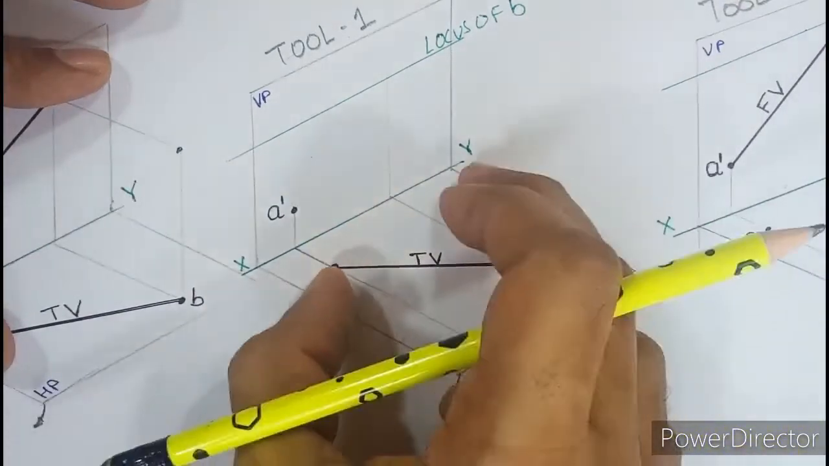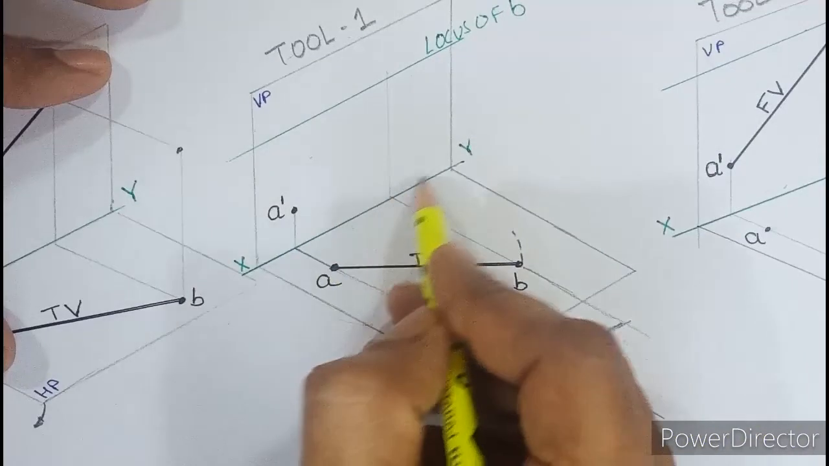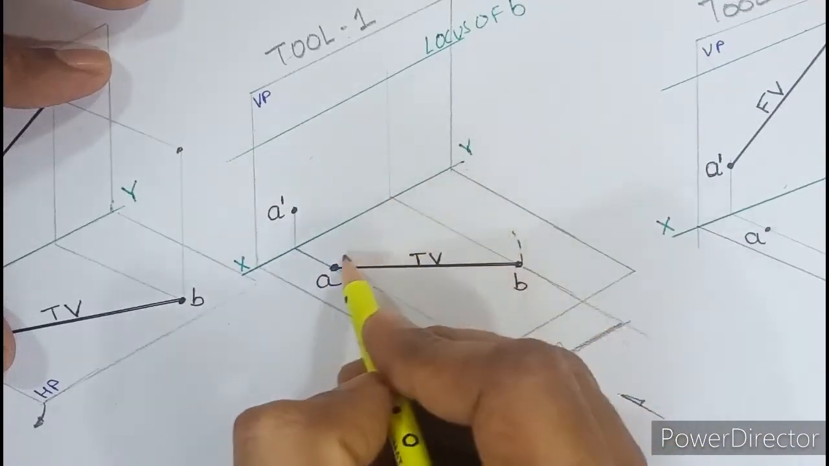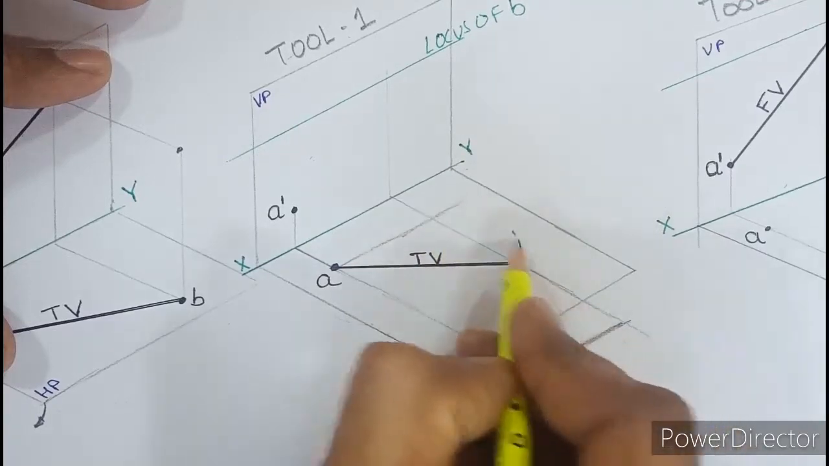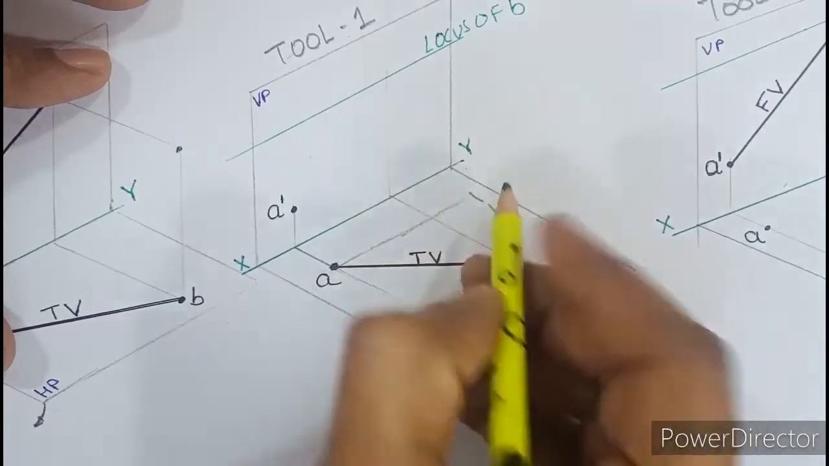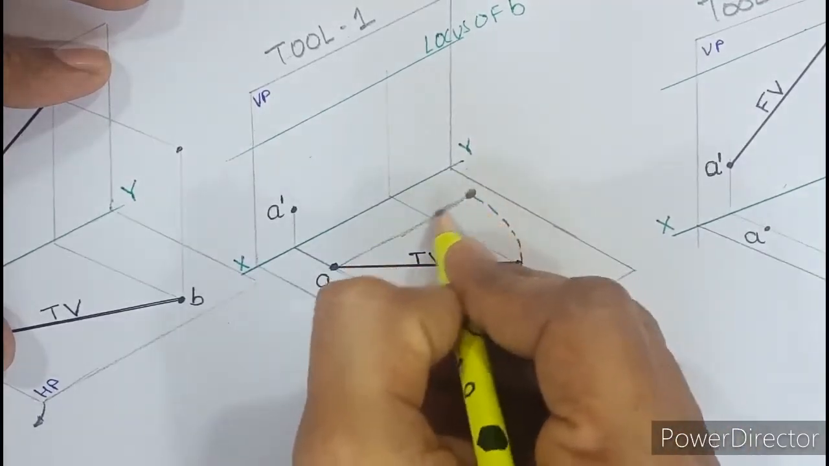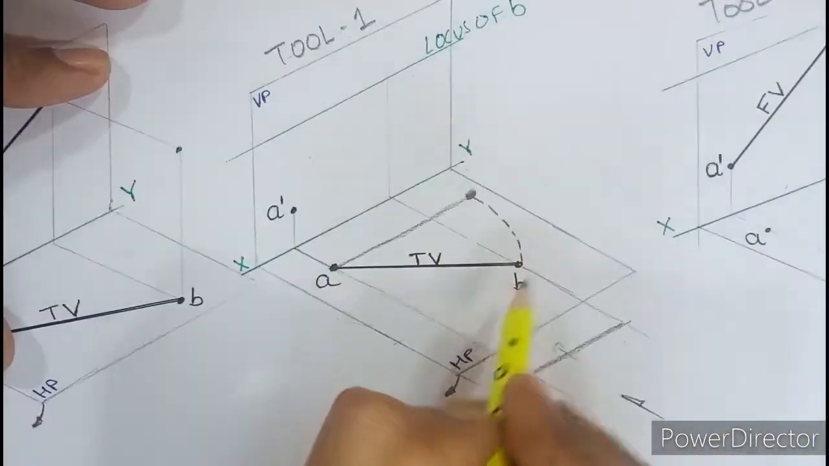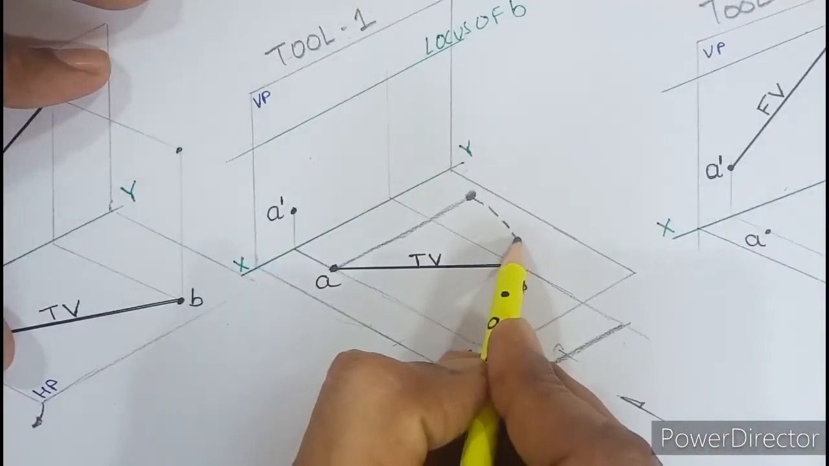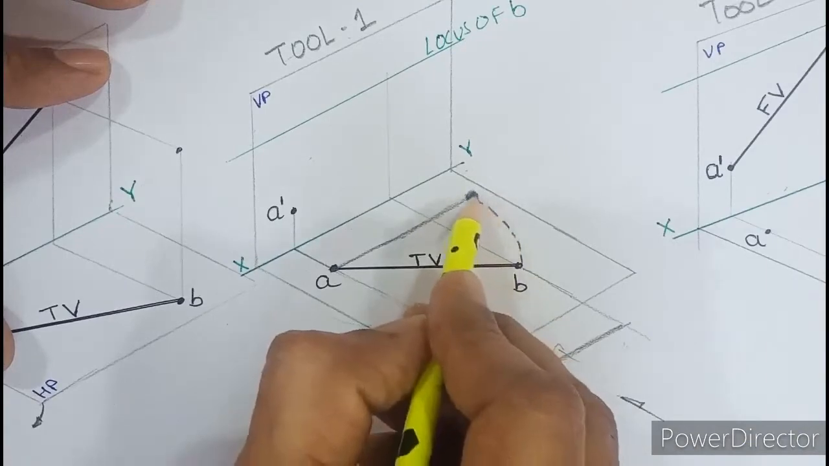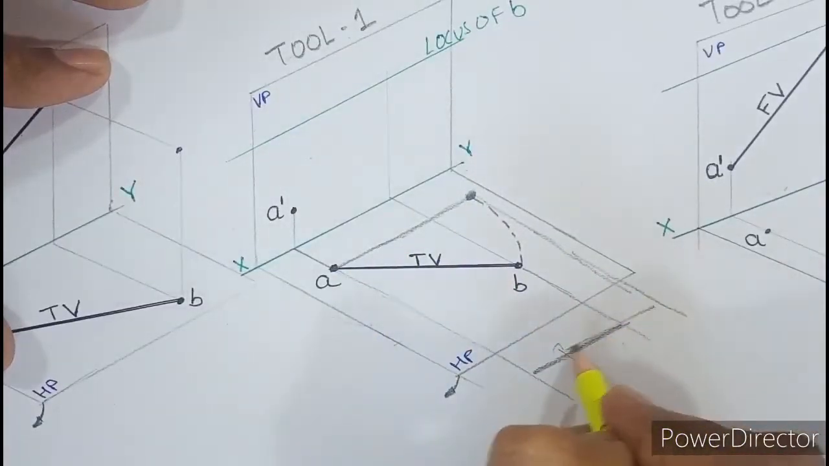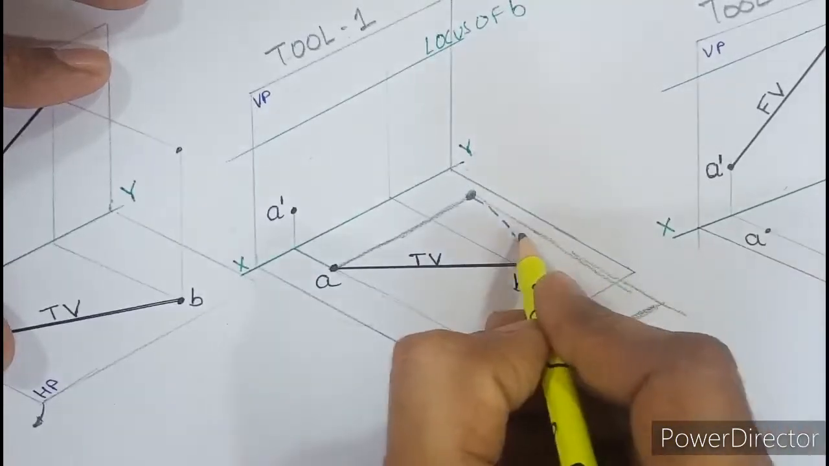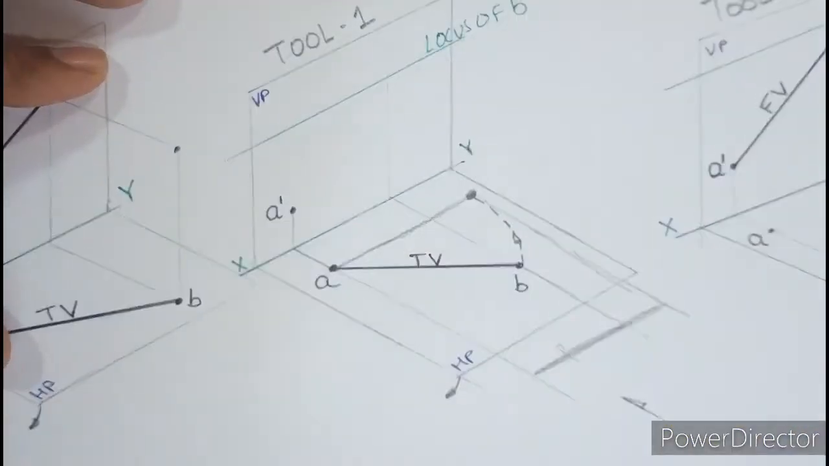So rotate point B until it is parallel to XY. Or you can say until it is in level with A. So let us rotate B, but till where? Till it is in level with A. When you do that, what will happen? Point B has rotated, moved and reached here. Now when you project this point and look at AB, the length has increased. So that is how you have found the true length, isn't it?